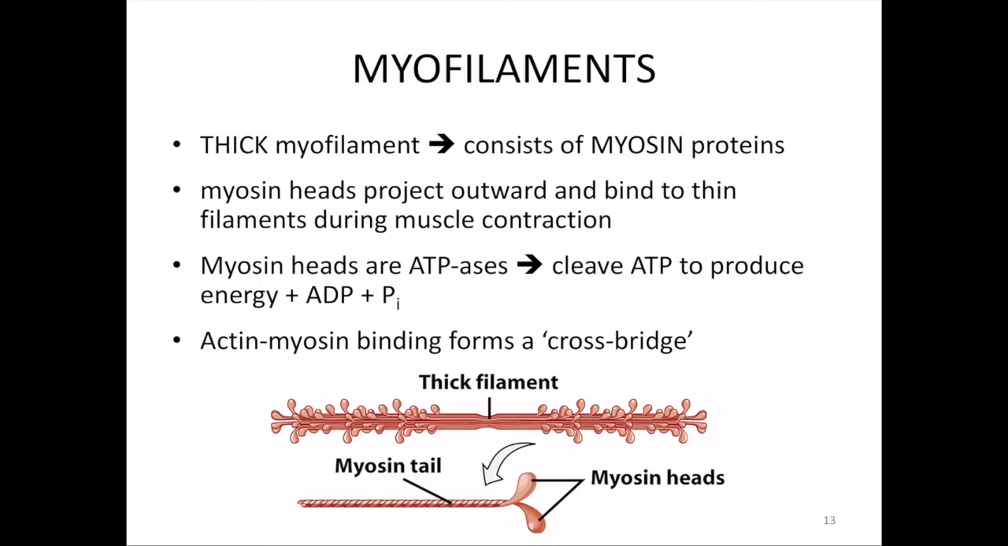Looking over here, it looks like two golf clubs that you've twisted around and around, only the clubs are present over here. You can see we have the myosin tail, and we have the myosin heads. The myosin heads are significant because these are considered ATPases. They have the ability to cleave ATP to produce energy, as well as ADP and inorganic phosphate. Ultimately, that energy is required to form those cross bridges between actin and myosin.